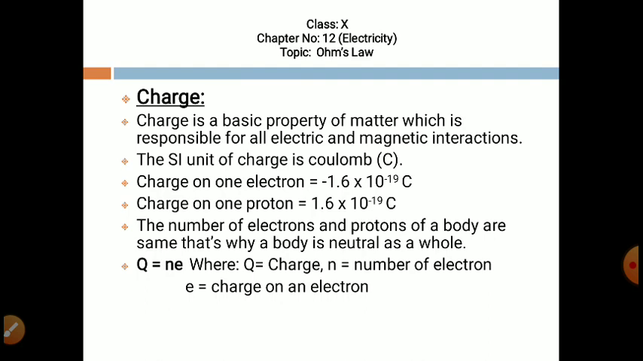It is given by a formula Q is equal to Ne, where Q is charge, N is number of electrons, and e is charge on an electron. If Q is positive, then e is considered as plus 1.6 into 10 raised to power minus 19, and if the charge is negative, then e is considered as minus 1.6 into 10 raised to power minus 19 coulomb.